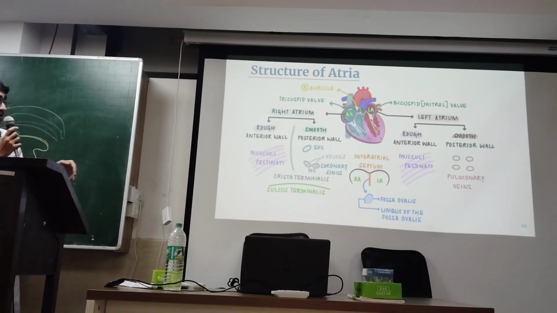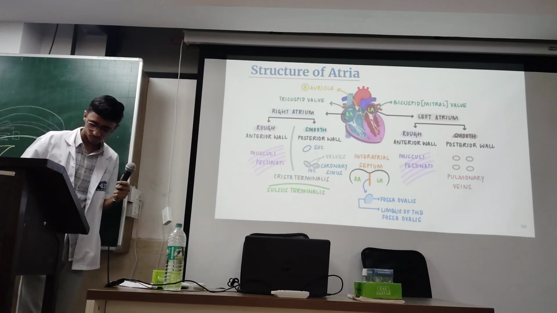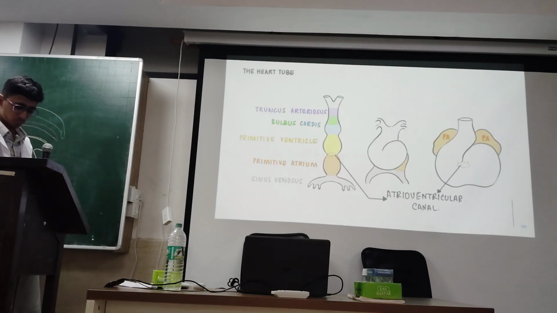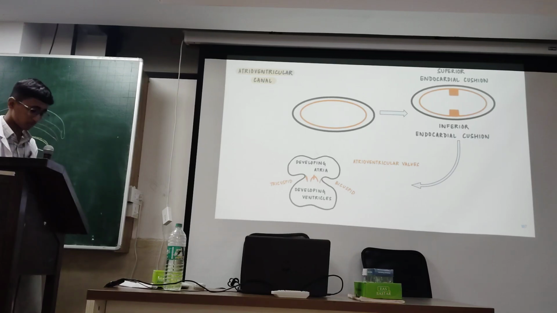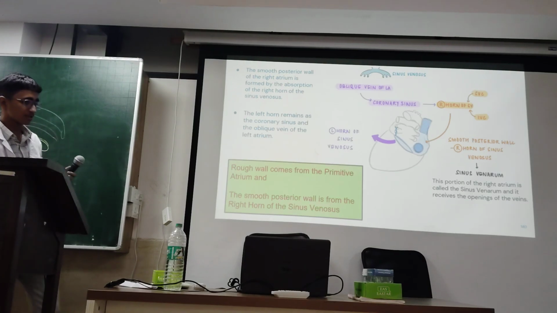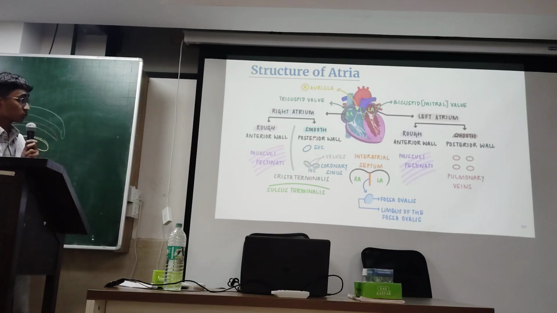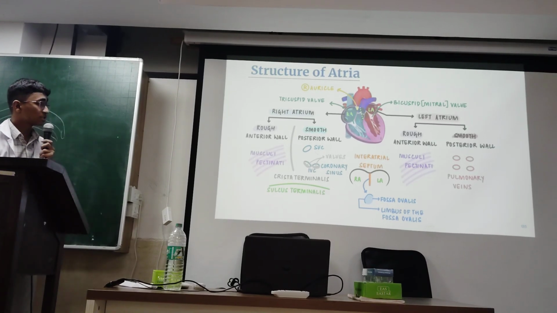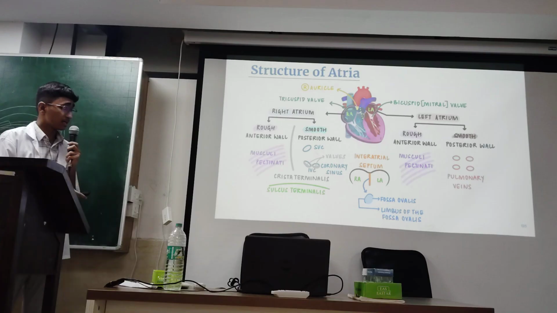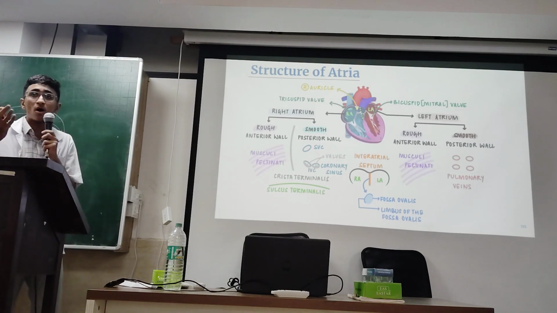and the smooth posterior wall in the right atrium has the superior vena cava, inferior vena cava, and coronary sinus. And these rough and smooth walls are separated by the crista terminalis from the inside, whereas the sulcus terminalis will be seen from the outside of the heart.